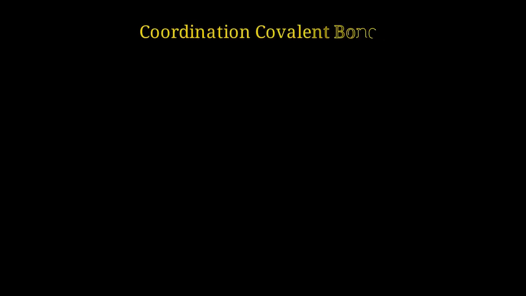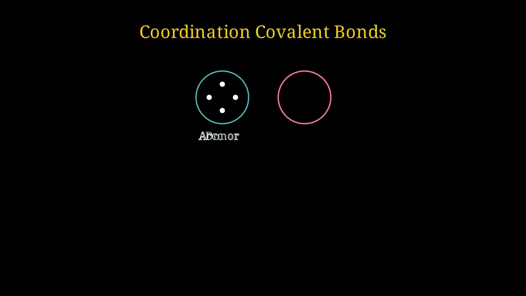Let's explore coordination covalent bonds, also known as dative bonds, and understand how they differ from regular covalent bonds. A coordination covalent bond forms when one atom donates both electrons in a shared pair to another atom. First, let's understand what makes coordination bonds special.